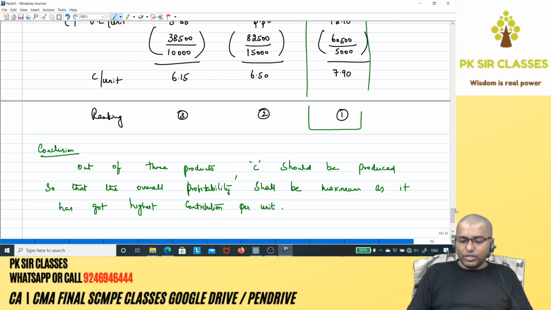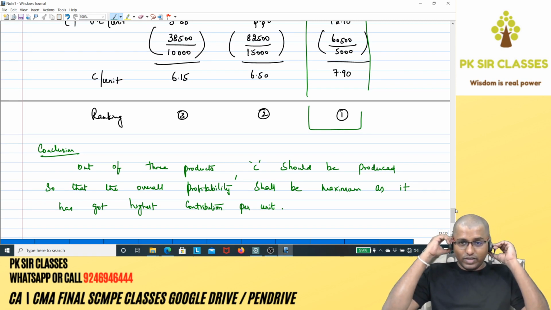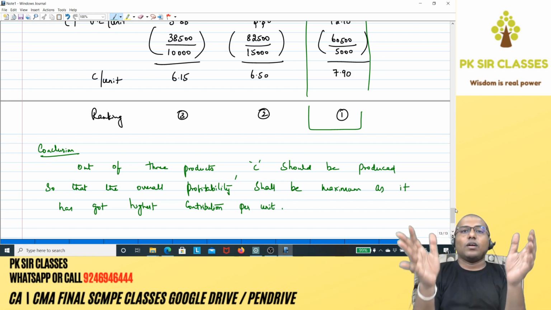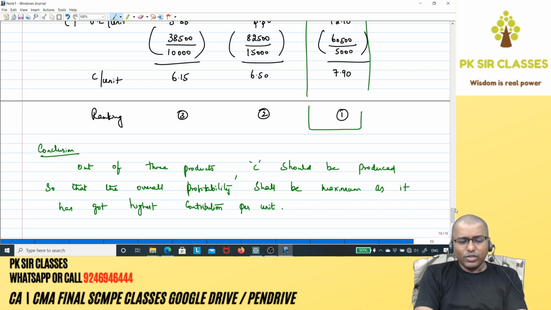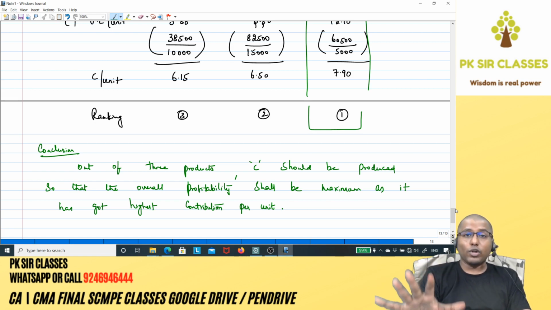So that is the question. So the funda is very simple. Whenever you come across a situation where you have been confused with some 3 to 4 products, and then he has asked you which product should be manufactured such that my profit should be maximum, then the answer is very simple. You just go with that particular product whose contribution is high. Whichever product has got highest contribution, that is the product that you have to manufacture such that the profit will be maximum. As simple as that.